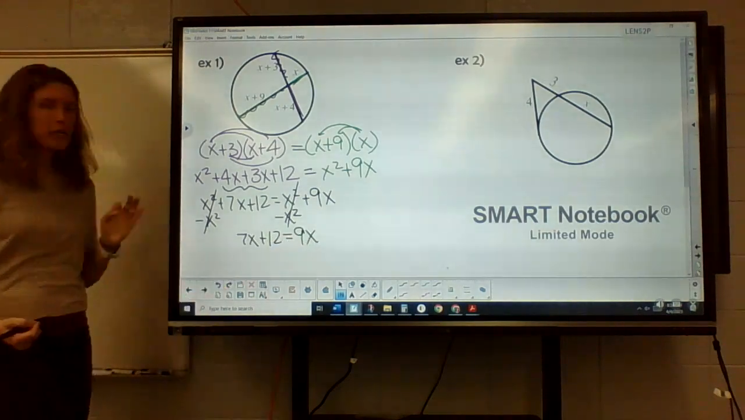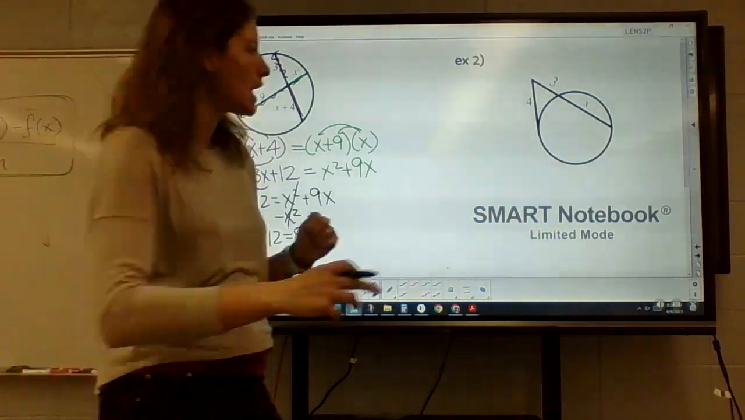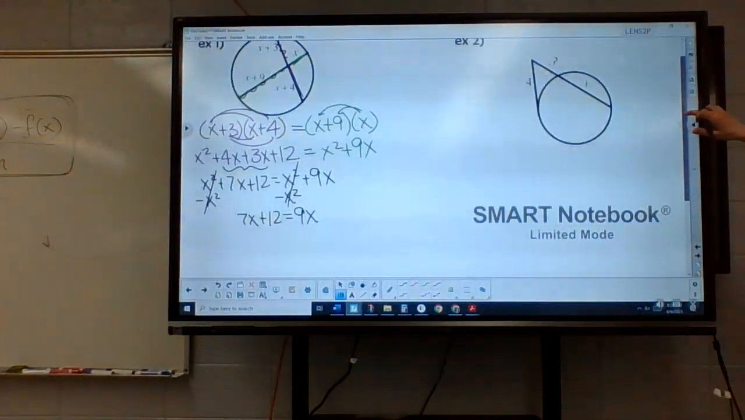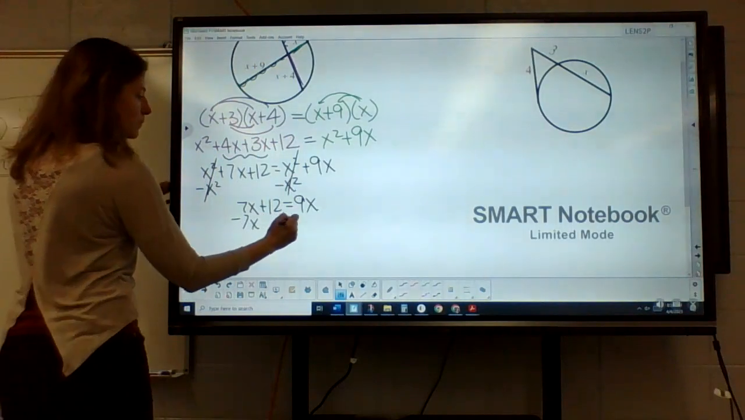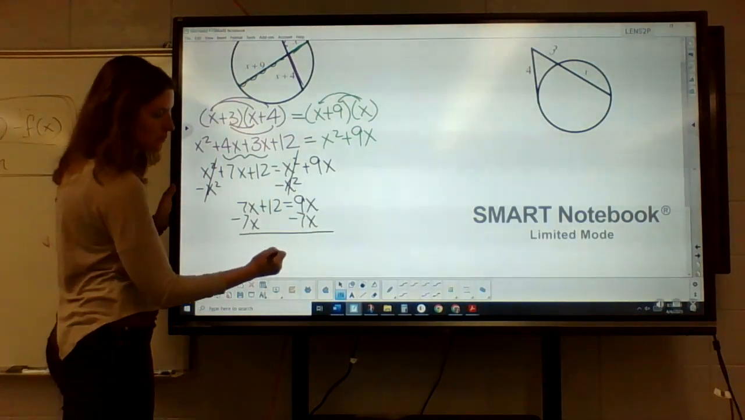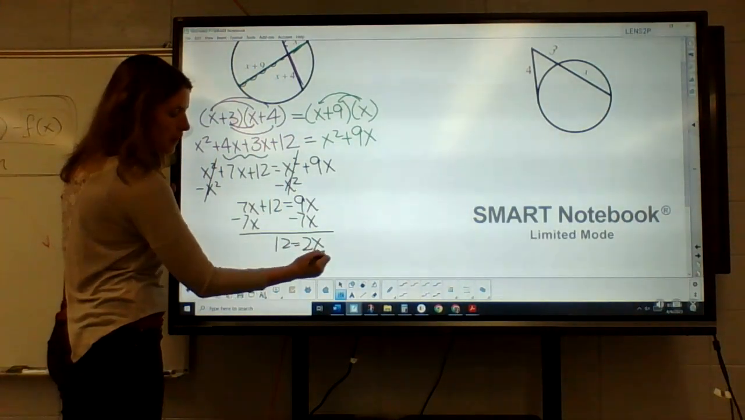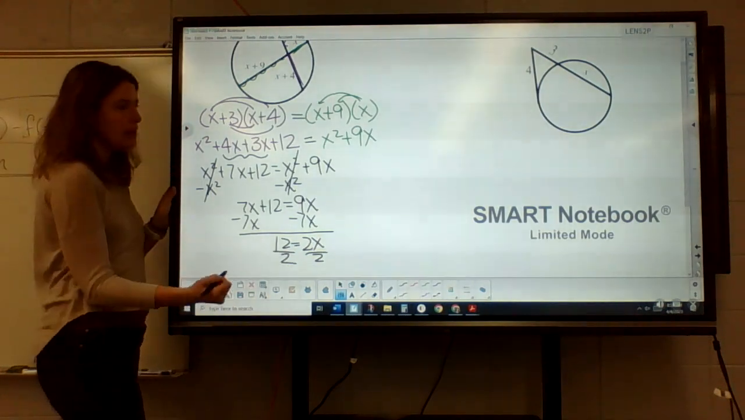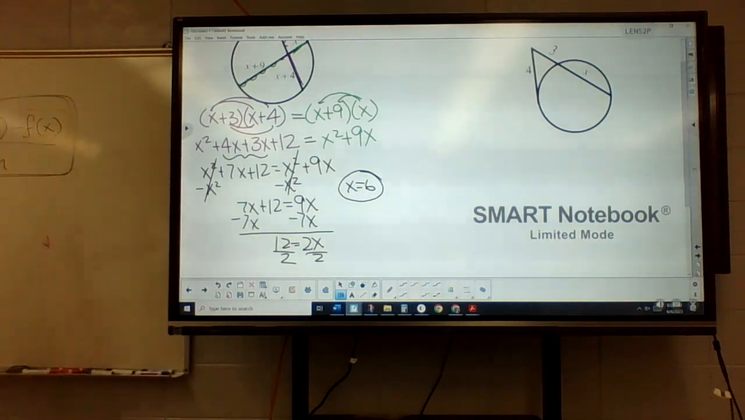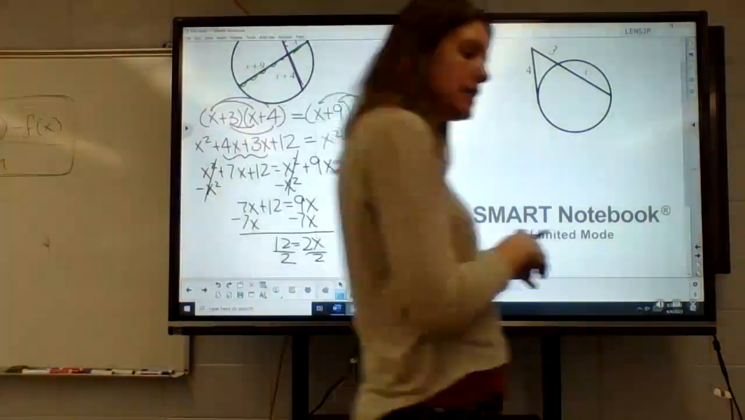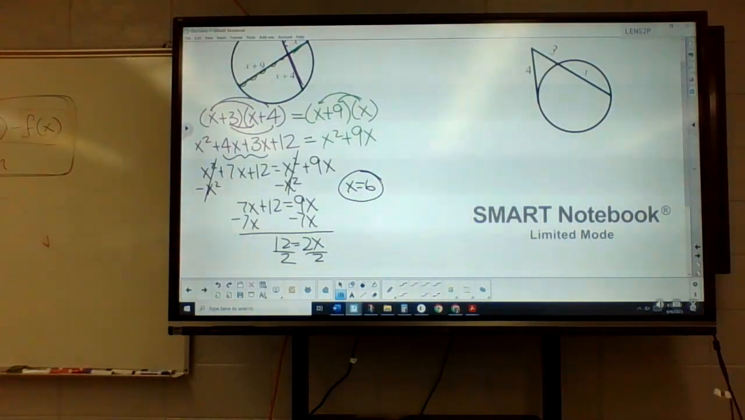Okay, what are you going to move next? 7x. So we're going to subtract this 7x over. And then we're going to divide by 2. So x is going to end up being 6. So remembering that those two little pieces had to get multiplied together. Don't forget about FOIL. Be careful with that as you guys go through this.